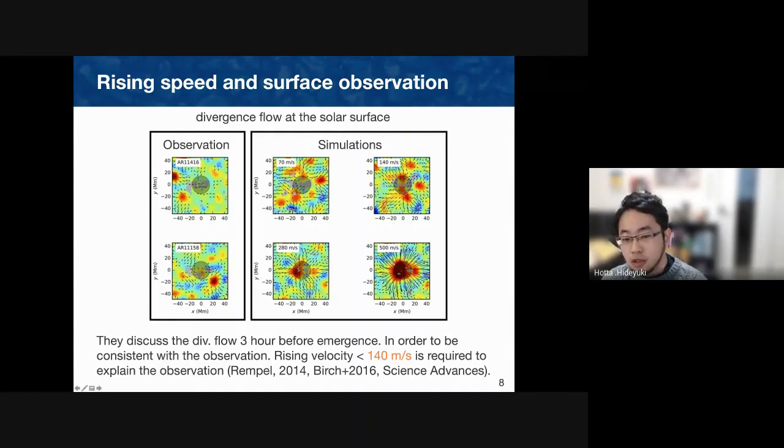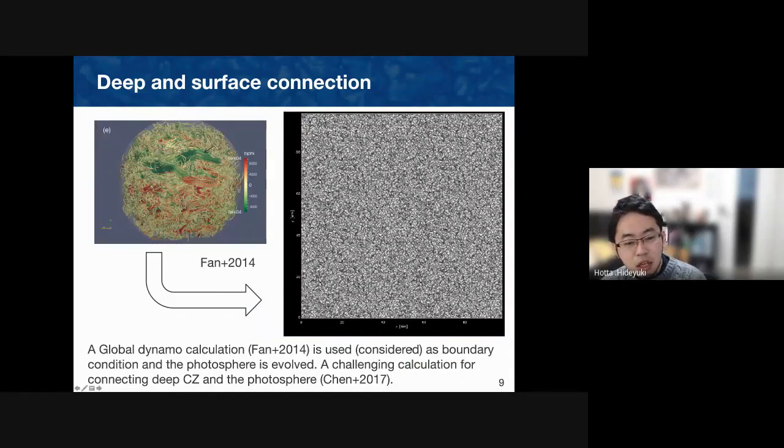So they constrain the rising velocity at the 80 megameter depth: it should be smaller than 140 meters per second. This is a significant constraint on the rising velocity in the convection zone. Okay, so the next thing I want to show is Fenchan's calculation.